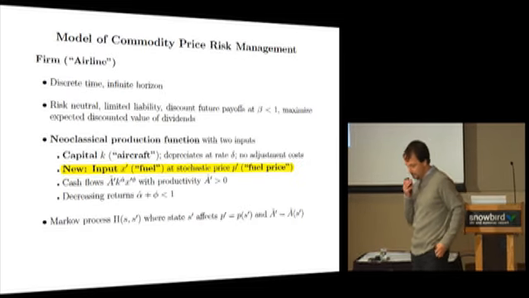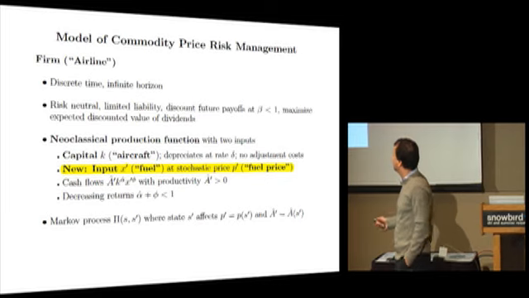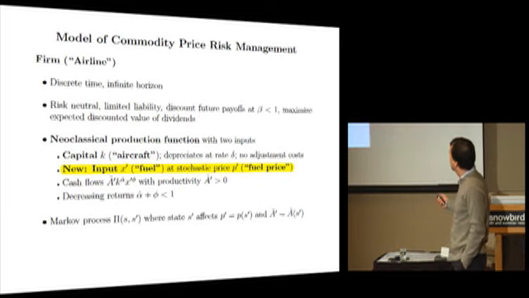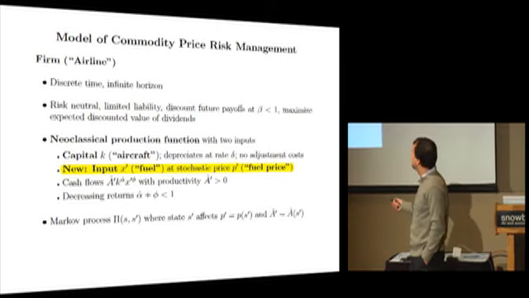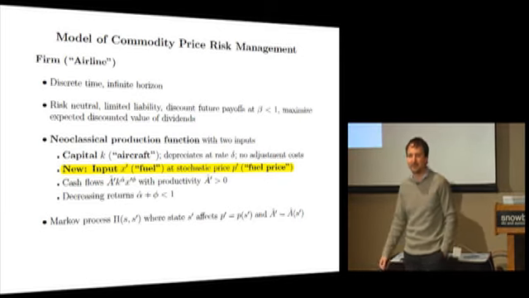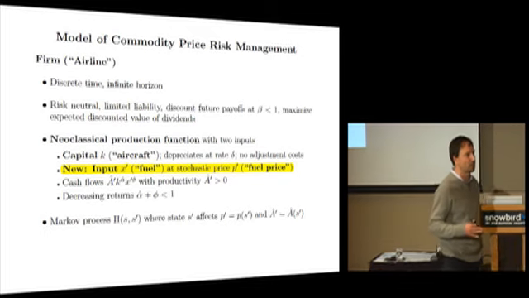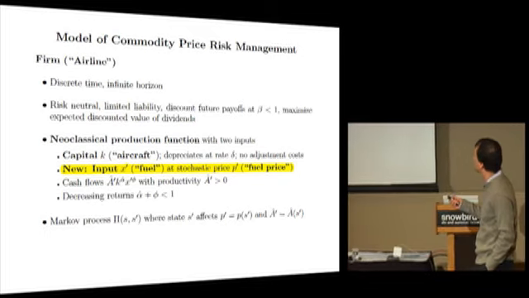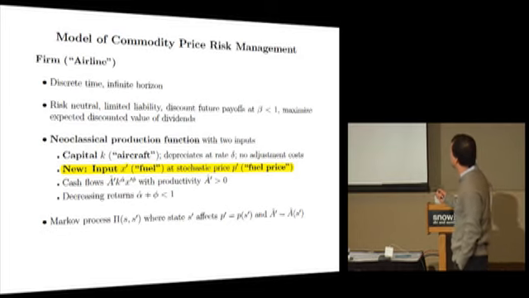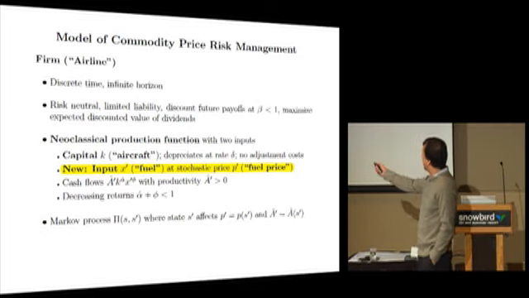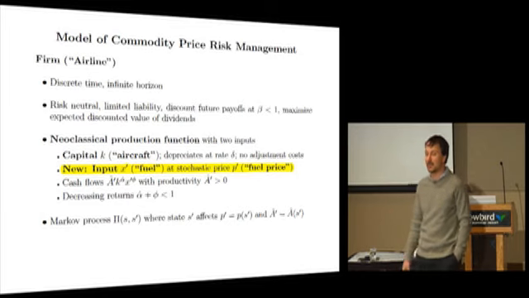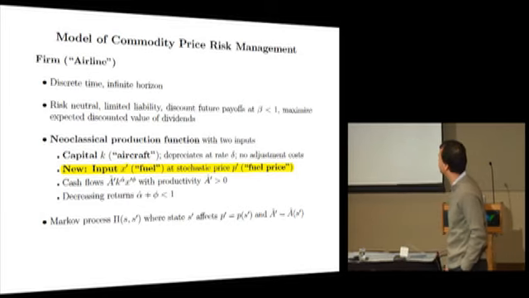All right, model. This will be a model of commodity price risk management. It's going to be a firm. Think of it as the airline. It's going to be in discrete time and have an infinite horizon. It's in principle risk neutral, but subject to limited liability. It discounts the future at this rate beta less than 1, and it just maximizes the expected discounted value of dividends.